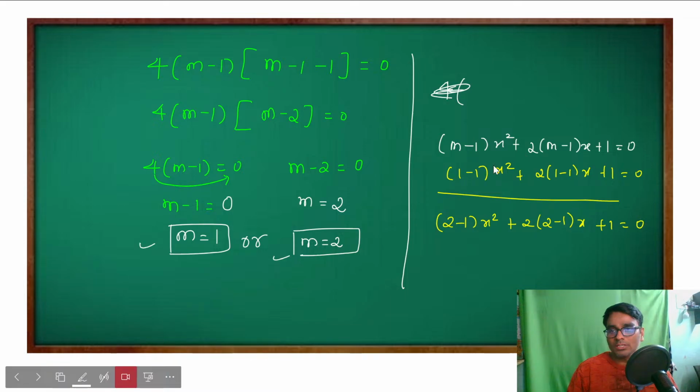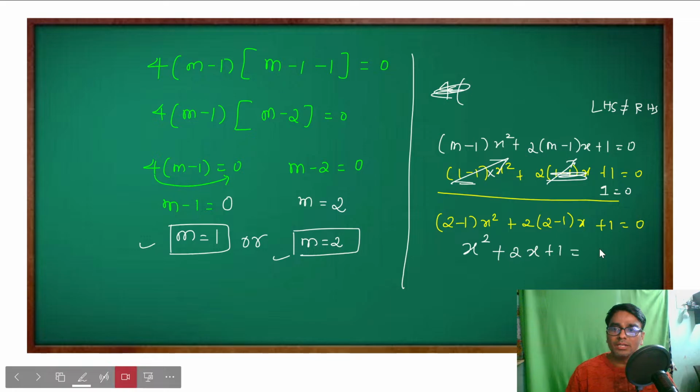Okay. So here this will become 0 because 1 minus 1 is 0. 0 into this is 0 again. Here also 1 minus 1 is 0. Everything will become 0, so I will remain with 1 equal to 0. That means LHS here is not equal to RHS. If I check here what is happening, this will be x square and this will be 2x plus 1 equal to 0. So in another way I can say the quadratic equation exists for this value m equal to 2. Here the quadratic equation is not existing. So I can say m equal to 2 is the valid answer.